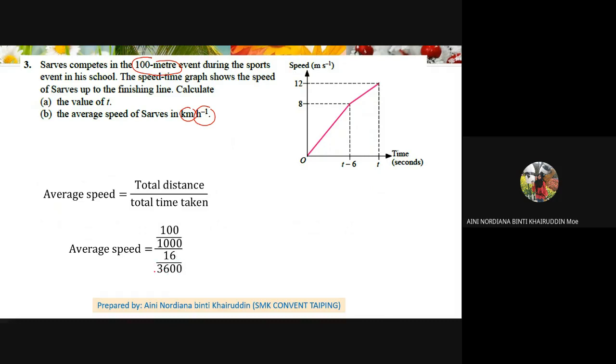Ni jangan silap pula, jangan divide by 60. If you divide by 60, then you convert 16 second to minute. So in order to convert to hour, so you must divide by 3600. Then use your calculator, you get to 22.5 kilometer per hour.